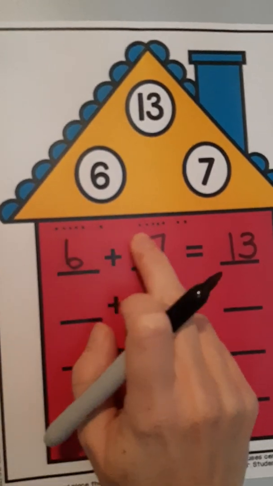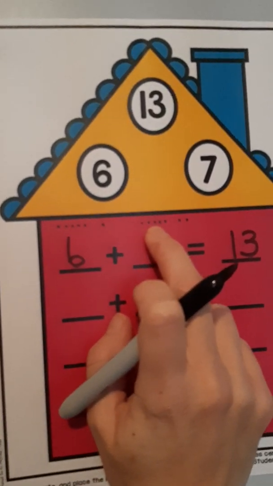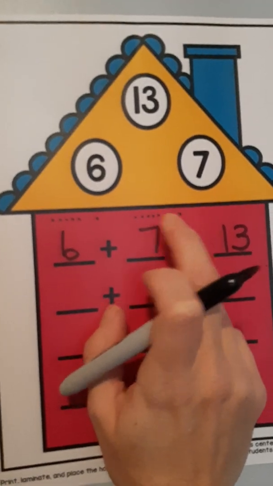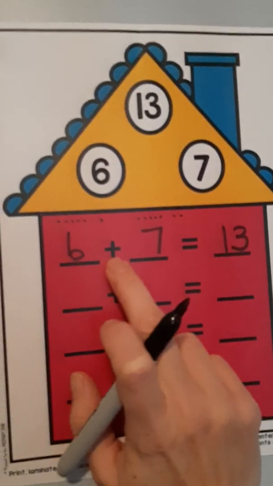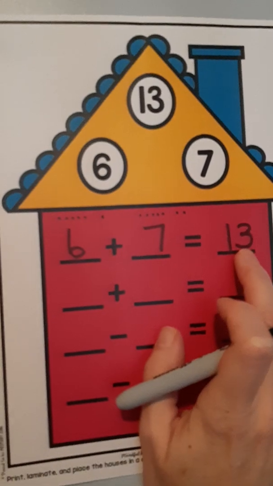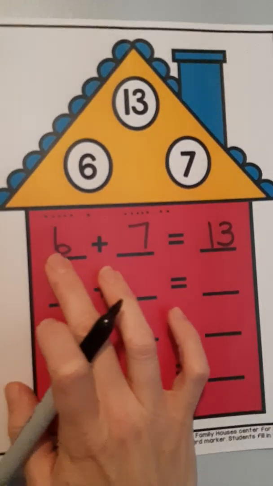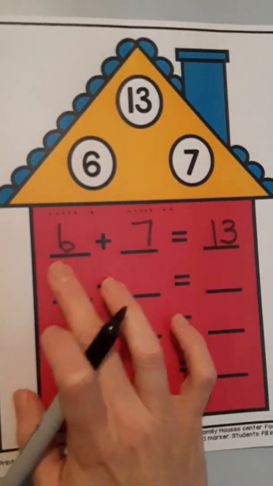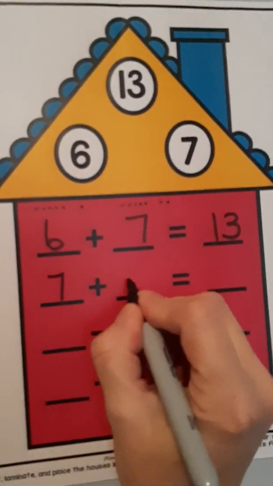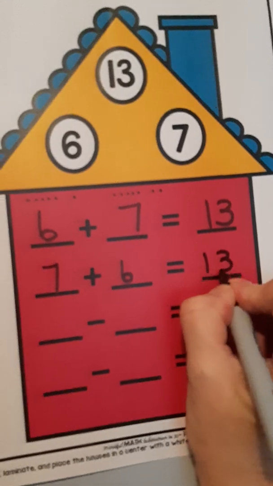I've got 5 here and 5 here. That makes 10. Count on 11, 12, 13. So that's correct. 6 plus 7 does equal 13. Now I'm going to do the other adding question by just switching the addends or flip-flopping. So 7 plus 6 equals 13.